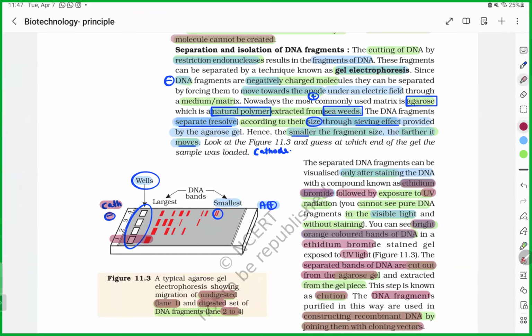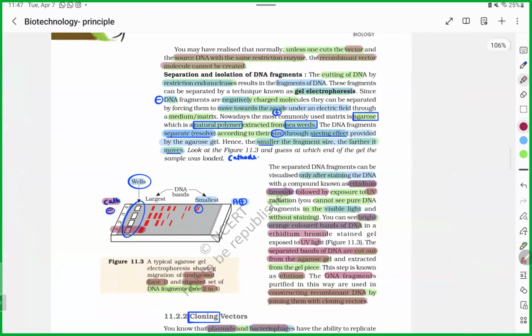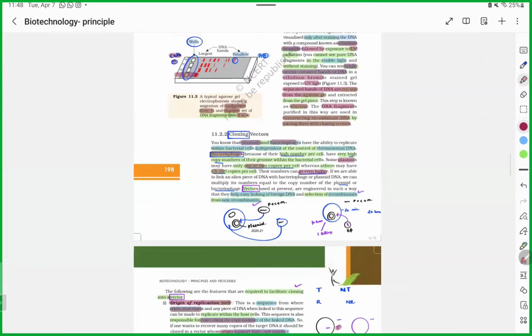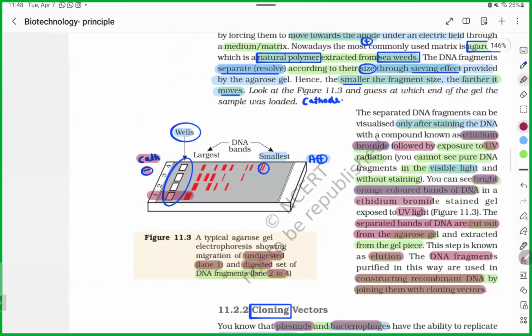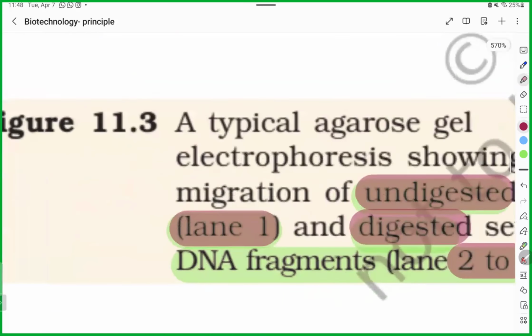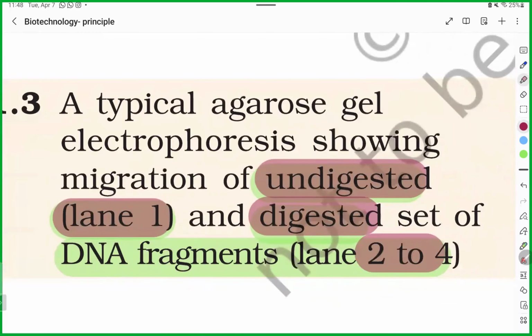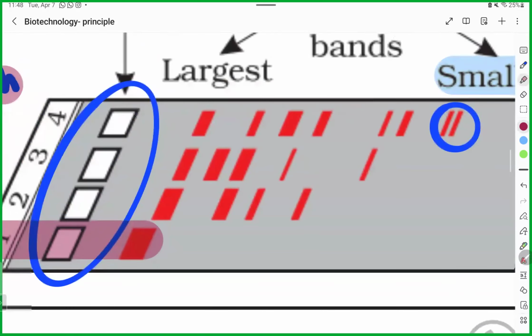Any doubt, guys? Anybody have a point question? Where is it written? What, Anita? Where is this point written? It is written: Typical agarose gel electrophoresis showing migration of undigested lane 1. Undigested means when there is no movement. And digested from lane 2 to 4. It means there is movement. In 2 to 4 there is movement. In 1 no movement. That's why undigested.